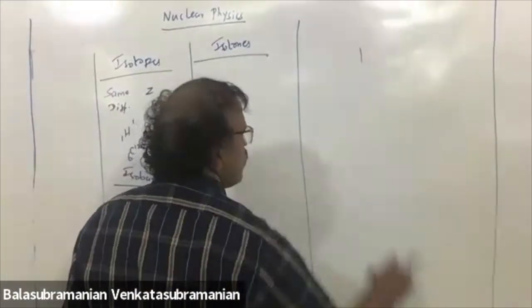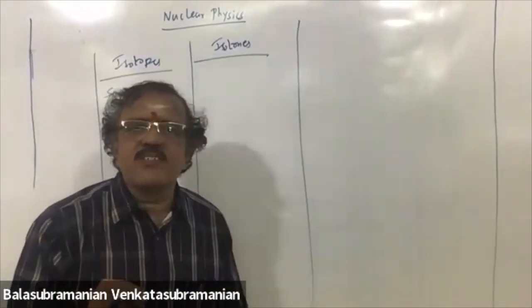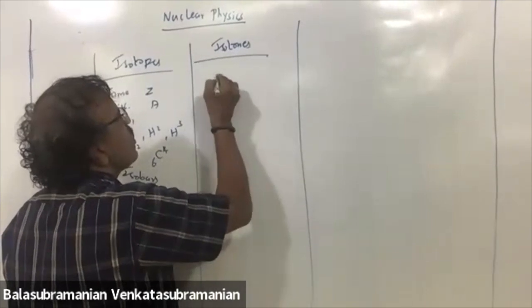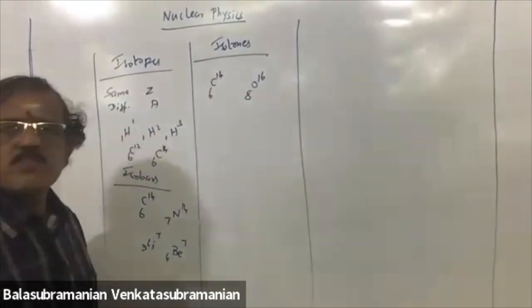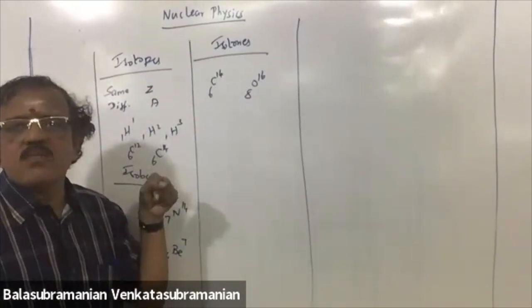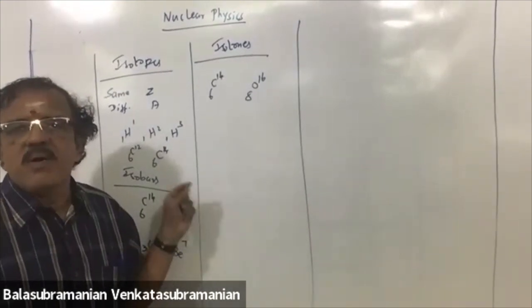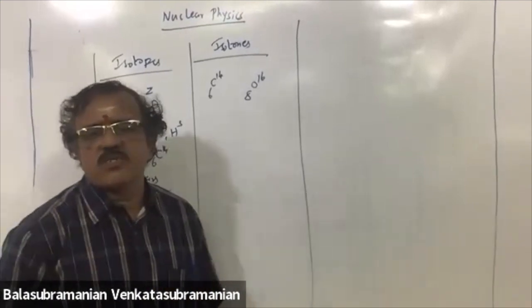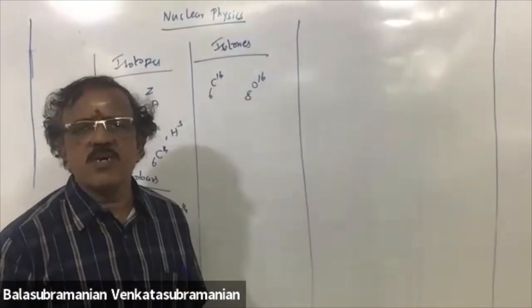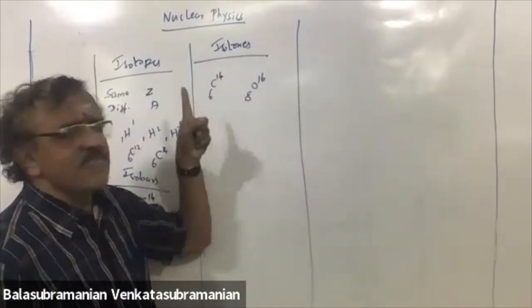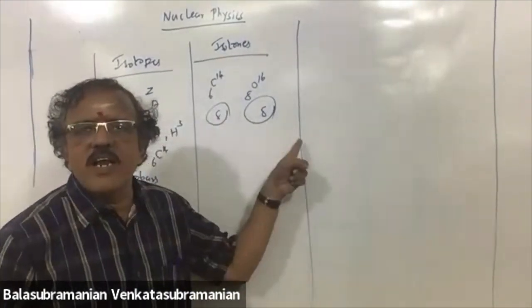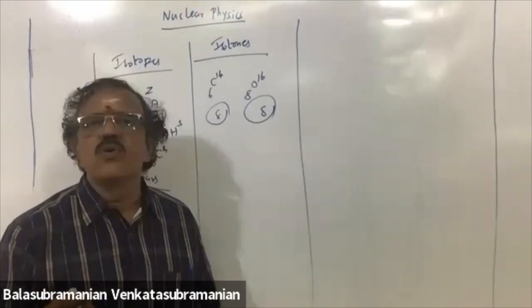Isotones means 2 different elements having the same number of neutrons. For example, 6C14 and 8O16. How to calculate the neutron number? Atomic number is Z, mass number is A. Atomic number means the number of protons, and mass number means the number of protons plus neutrons. So A minus Z will be the neutron number. Here A is 14, Z is 6, 14 minus 6, 8 neutrons. Here 16 minus 8, 8 neutrons. Two different elements having the same number of neutrons, we call them isotones.